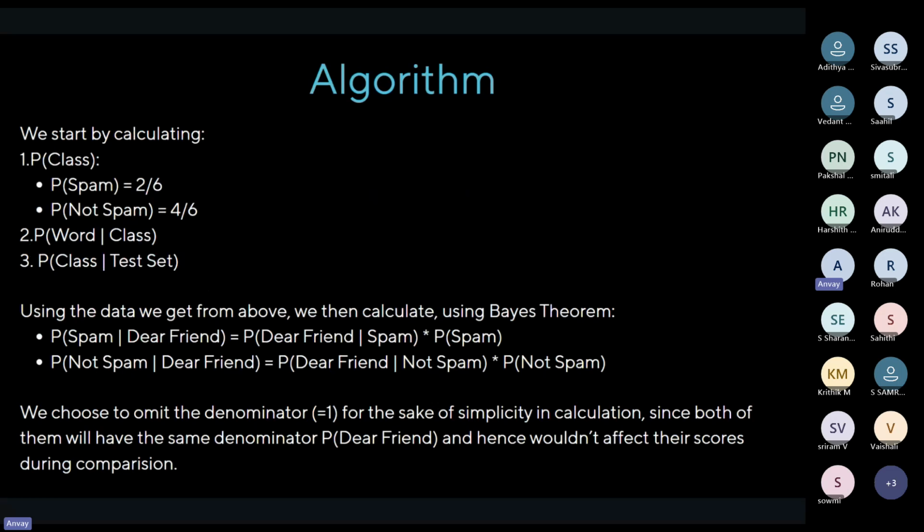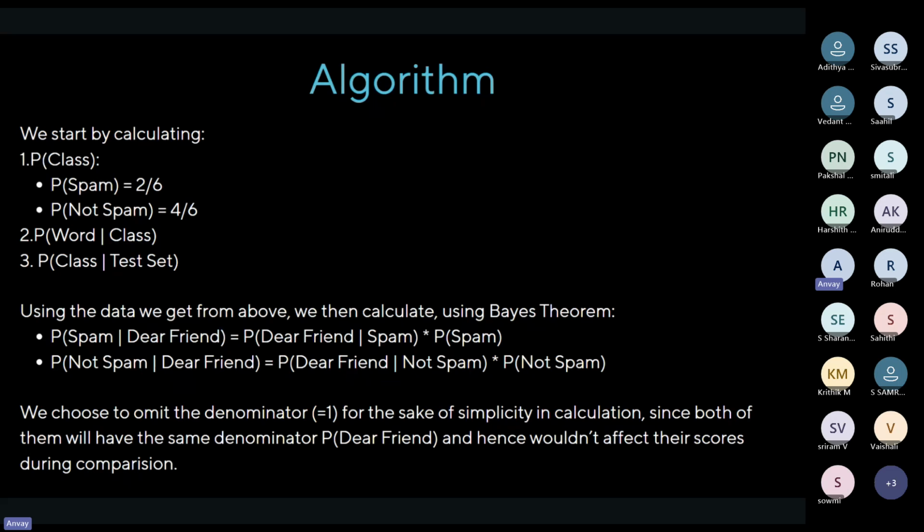So if we have to find P of spam given dear friend, using the Bayes theorem, it will be the probability of dear friend given spam times the probability of spam divided by the probability of dear friend. Similarly, it will be the probability of dear friend given not spam times the probability of not spam divided by the probability of dear friend. Now, I choose to omit the probability of dear friend in both the denominators because it's the same denominator for both.